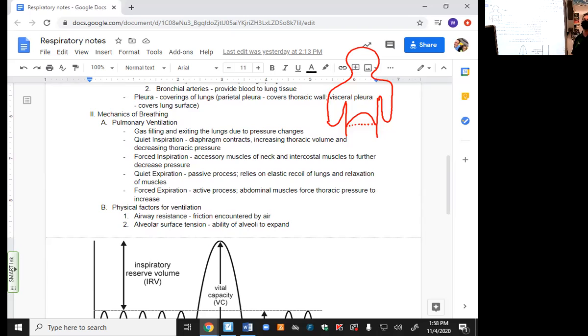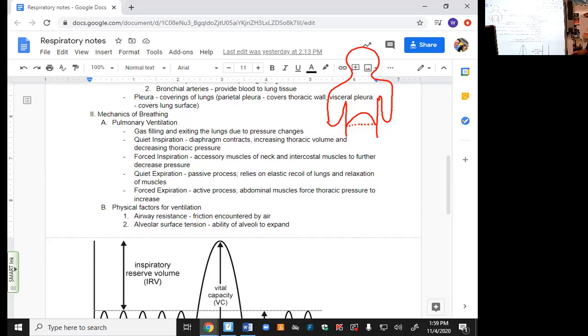You're going to not only allow that elastic recoil, but you're going to clench your abdominal muscles and decrease the pressure in your abdomen to get that forced expiration, that forced air out.